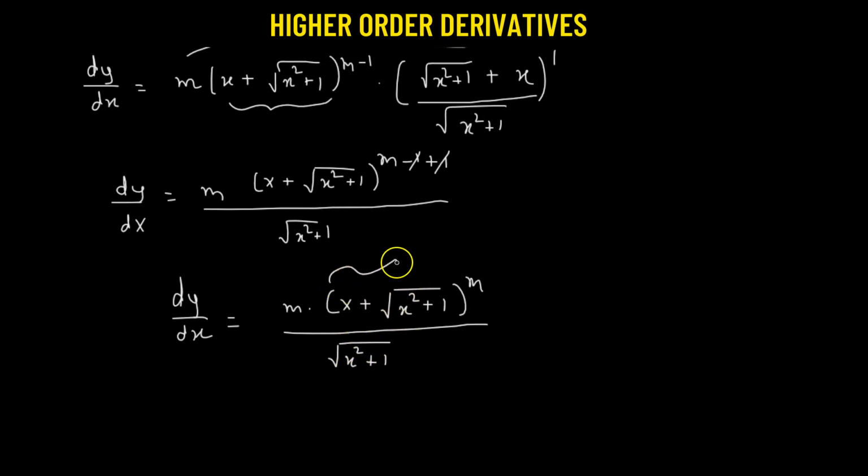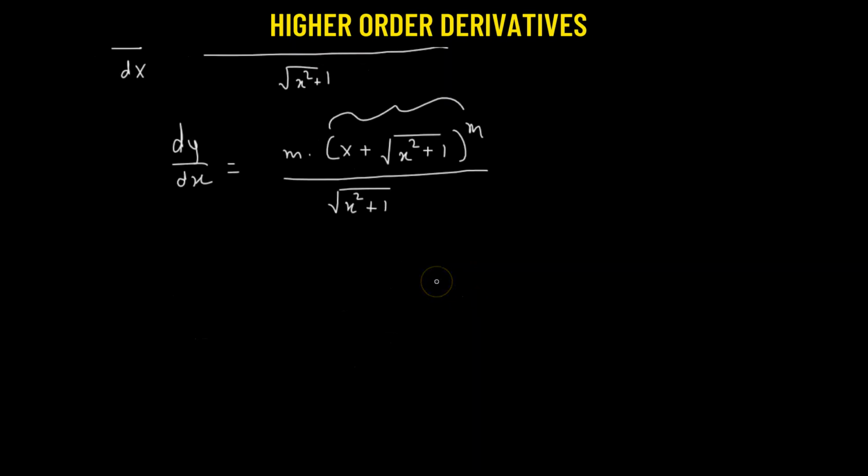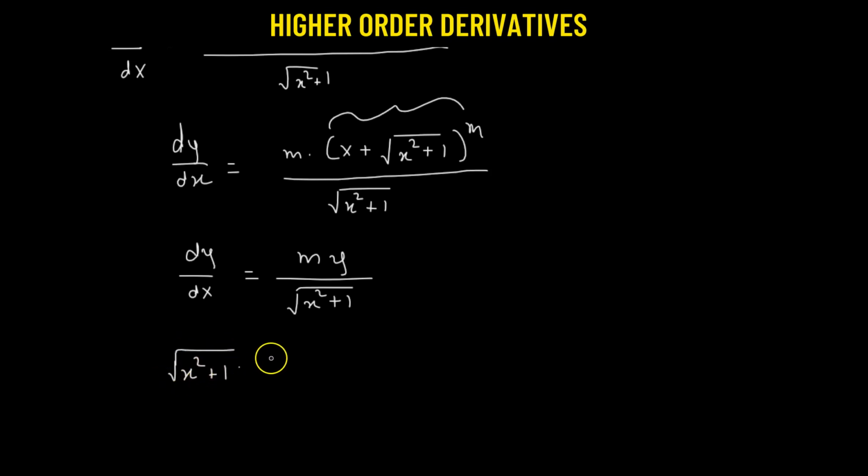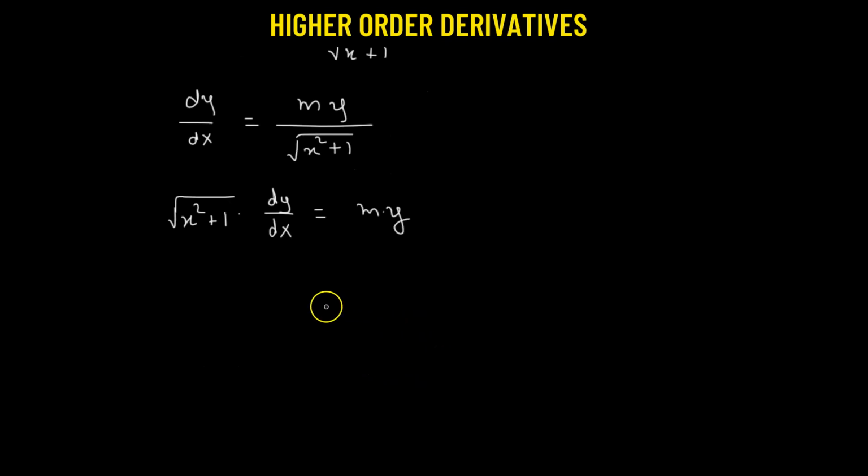Now this is actually y, which was already provided to us, which we can replace it with. Now we'll get dy over dx equals m multiplied to y divided by square root of x squared plus 1. So this is now further simplified. Now we'll cross multiply to get square root of x squared plus 1 multiplied to the derivative of y with respect to x, that's equals to m times y. Fine. Now let's square both sides. So squaring both sides is going to give us (x squared plus 1) multiplied to (dy over dx) whole squared, equals m squared times y squared.